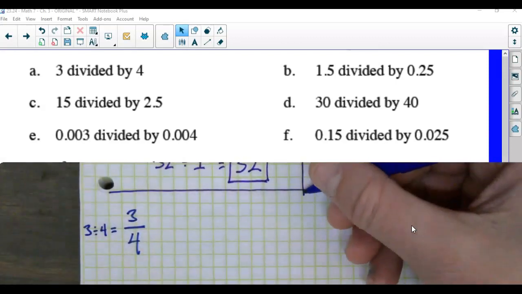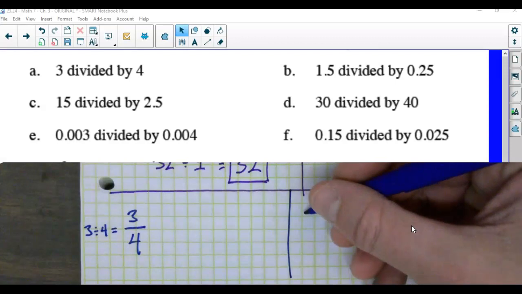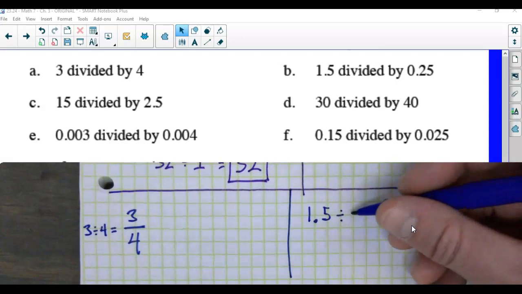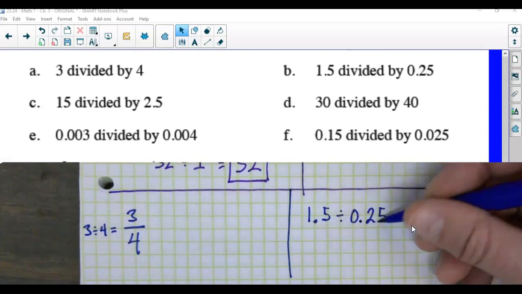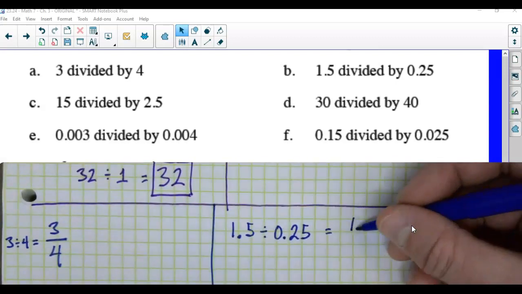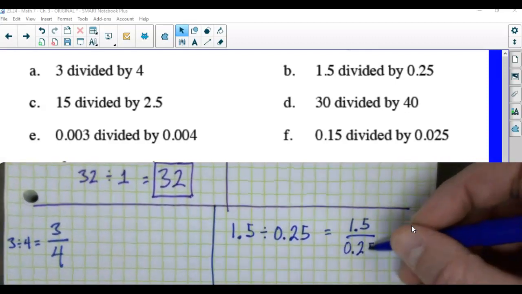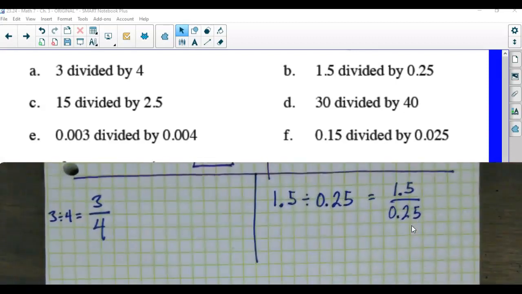Then B, I'm just trying to make sure we know what we're doing. B, you'll be writing down 1.5 divided by 0.25. But you could also write it down as 1.5 over top of 0.25. They're called complex fractions, is what they're called. Is it really complex? Well, what it's saying is it's more complicated. That's why they call them complex.